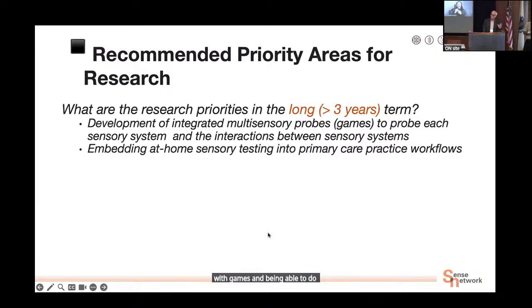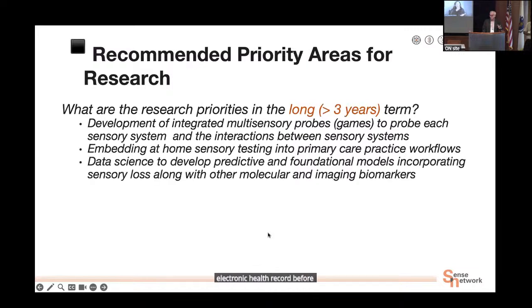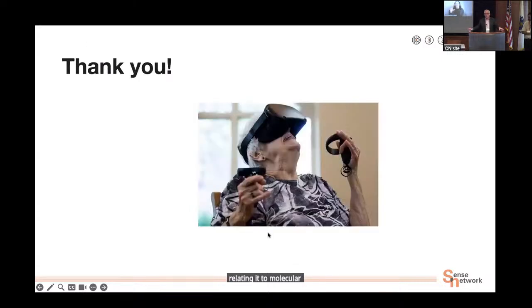Embedding at-home sensory testing in primary care workflows: do your test at home, and the algorithm and the result is in the electronic health record before the PCP sees the patient at the annual wellness visit. And then finally, using data science for predictive and foundational models so that we can leverage what we learn about sensory testing in terms of relating it to molecular biomarkers and imaging. So finally, thanks to the whole working team, and we hope this is the future.